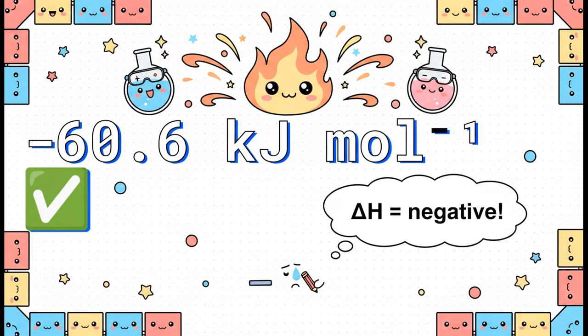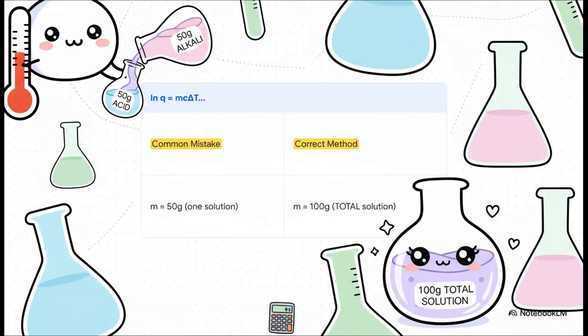This is the key. The reaction between a strong acid and a strong base is always exothermic. It gives off heat. And in the language of chemistry, that means the sign for delta H has to be negative. Forgetting that little minus sign is probably one of the most common ways students lose a mark, and it's so easy to fix. And here's another classic.